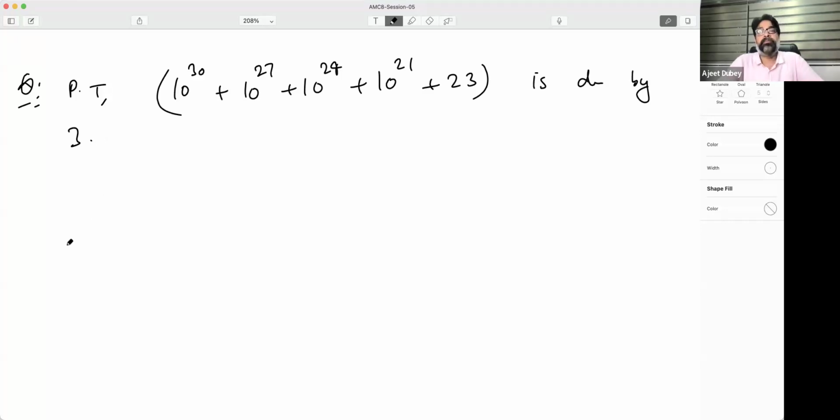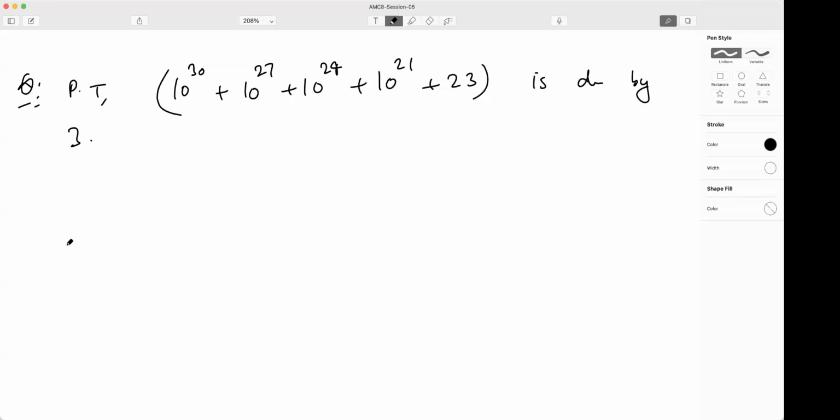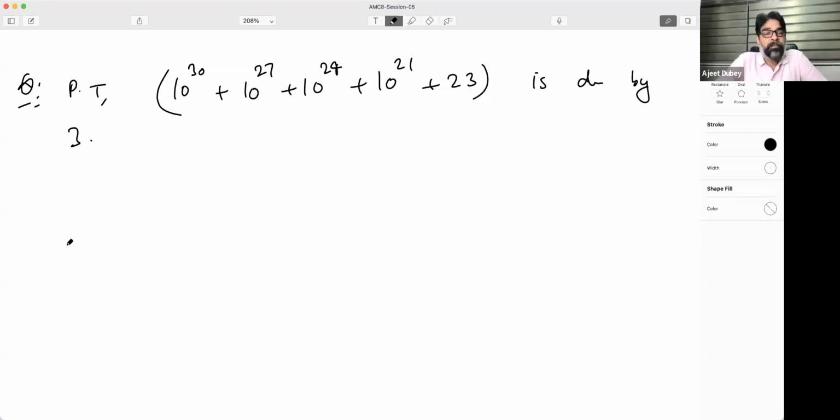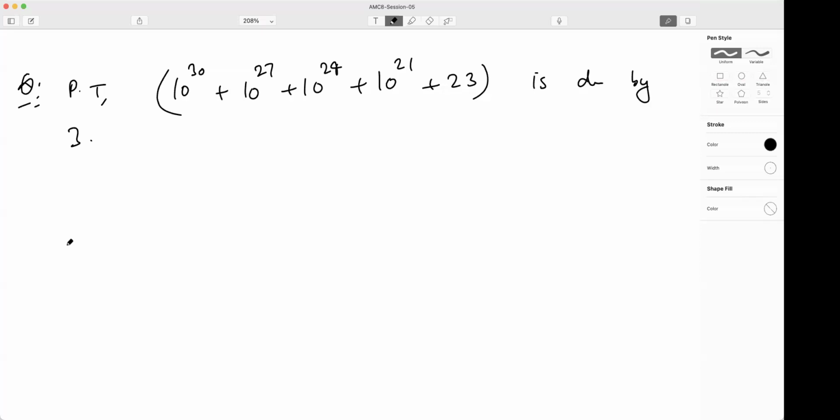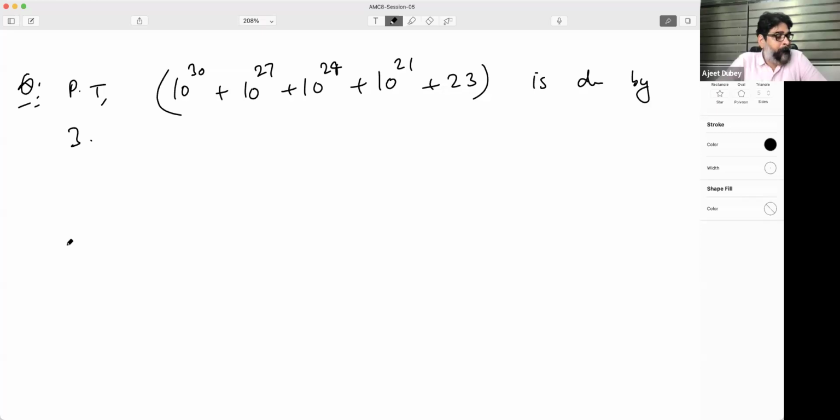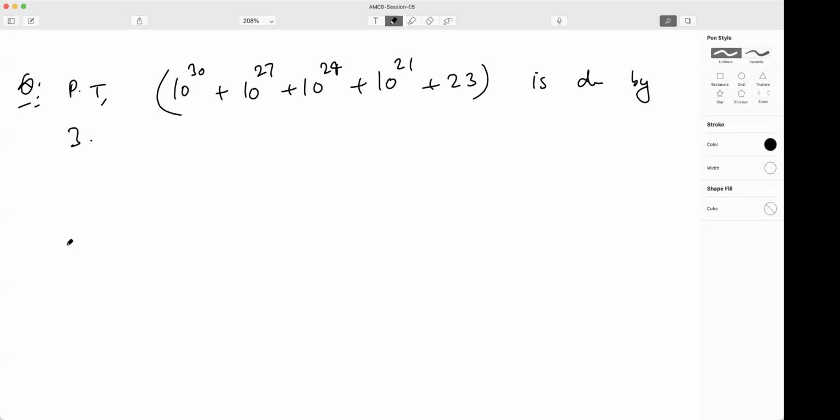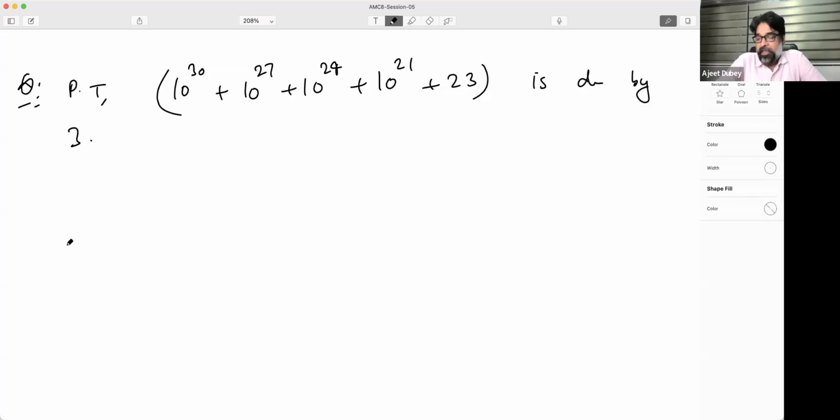Very, very simple question. Yes, Urvi, please tell what you have. If you expand whatever is in the brackets, you'll get a huge number, but there will be 4 ones: one in the 10 power 30 place, one in the 10 power 27 place, and so on. You'll have a number with 4 ones plus 23. And 4 plus 2 plus 3 is divisible by 3, so it's divisible by 3. Yes, correct.